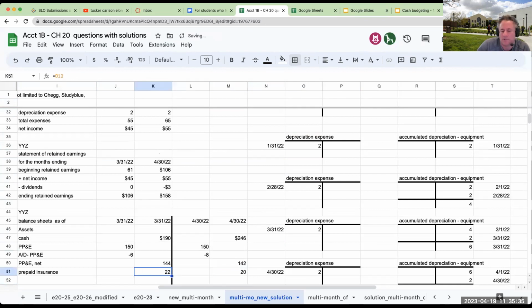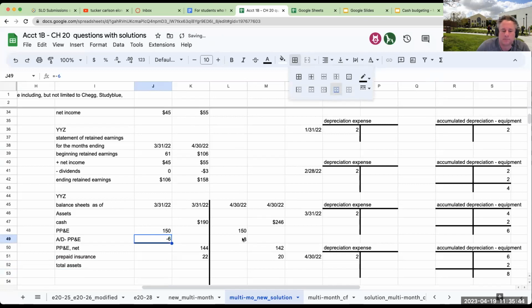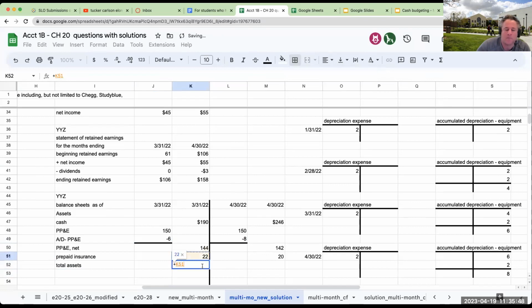So right over here, my total assets are going to be my cash plus my property, plant, and equipment plus my prepaid insurance, or 356. For April, it's going to be my cash plus the property, plant, and equipment net plus my prepaid insurance, or 408. Now, what's the next step?